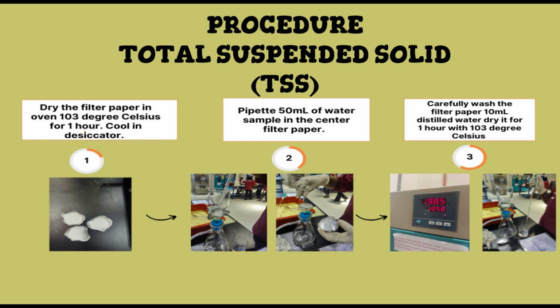Carefully wash the filter paper with 10 ml of distilled water. Dry the filter at 100 degrees for 1 hour and cool in desiccator. Finally, weigh the filter paper and record the reading.